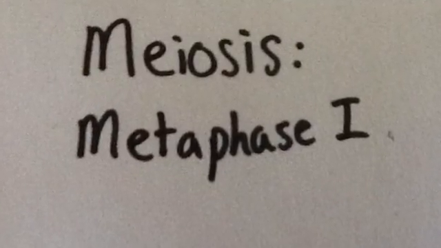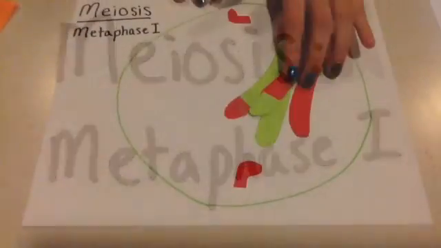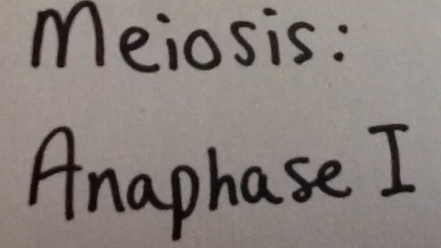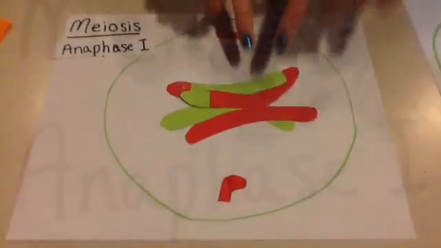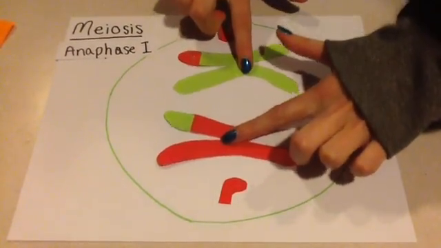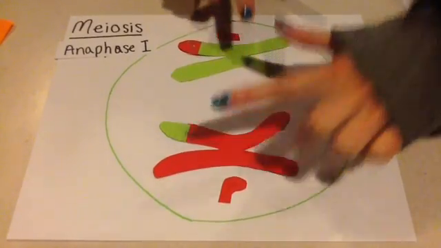The next stage is metaphase 1. In metaphase 1, microtubules align pairs along the equator. Next is anaphase 1. In anaphase 1, microtubules pull the homologous pairs apart, taking them to opposite poles. Other microtubules push the poles apart.